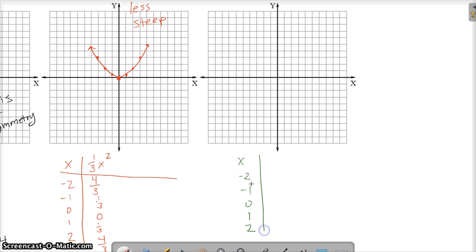So we have our x coordinates. Now we're going to multiply them all by 2. Well, this originally was 4, so now it becomes 8. This originally was 1, this becomes 2. This originally was 0, it still is 0. These are now 2 and 8.